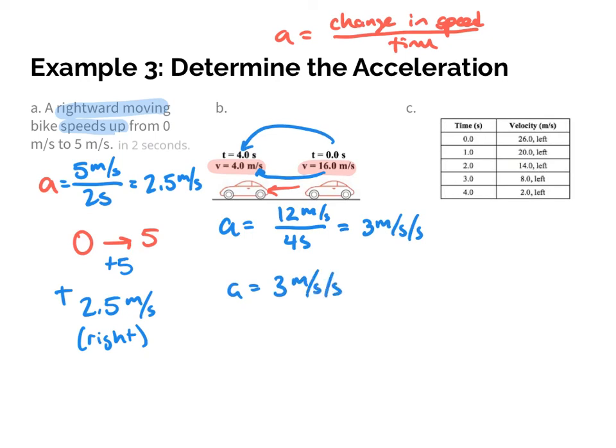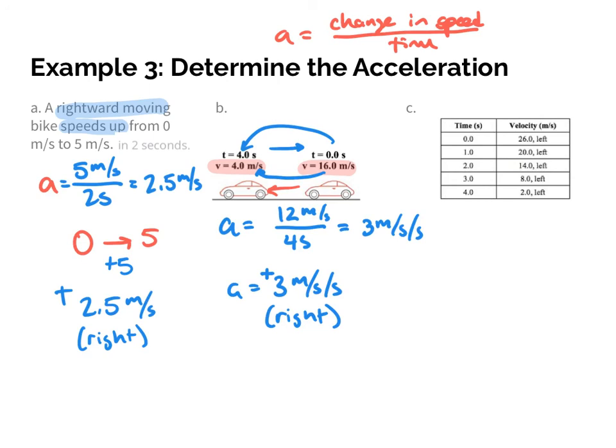I don't really care right now about positive or negative, but if I wanted to indicate direction, this is a leftward moving object and it's losing speed. So my acceleration would actually be to the right. So this, believe it or not, would actually be a positive acceleration because even though it's losing speed, because the object is moving to the left, that means its acceleration would be to the right. A little confusing there, but we're just looking at the overall result, and then we can figure out direction at the end. All right, last one, we're looking at a table here.